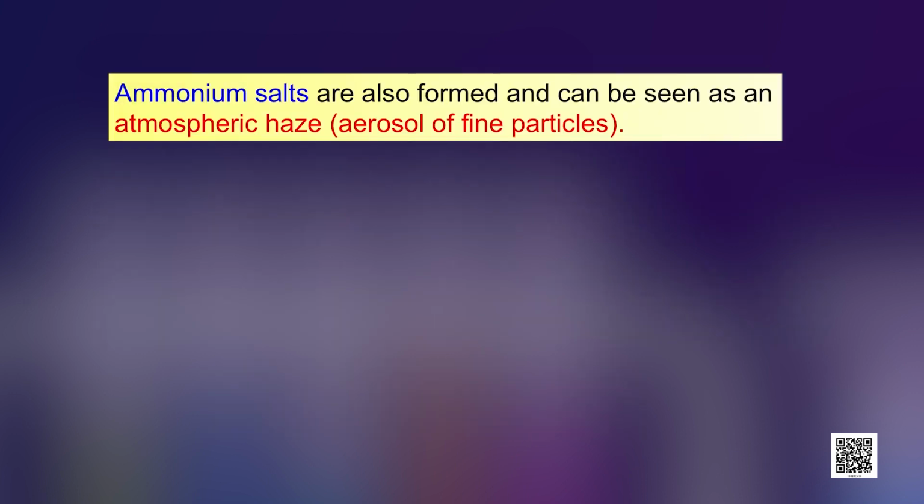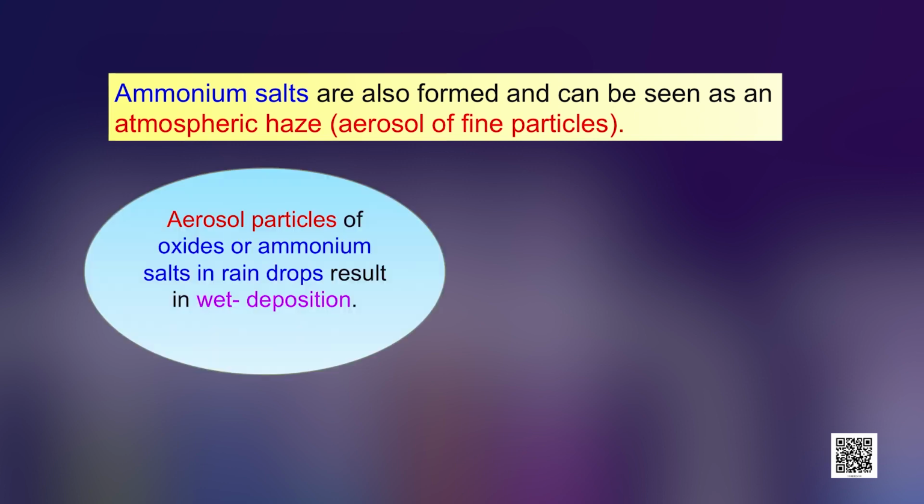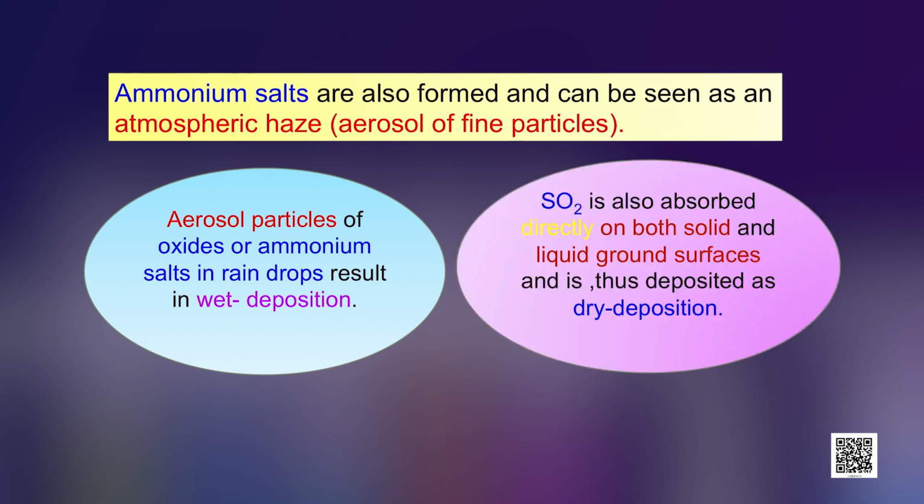Ammonium salts are also formed and can be seen as atmospheric haze, that is aerosol of fine particles. Aerosol particles of oxides or ammonium salts in the raindrops result in wet deposition. SO2 is also absorbed directly by both solid and liquid ground surfaces and is thus deposited as dry deposition.